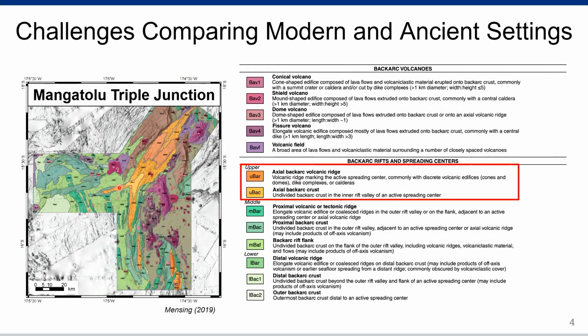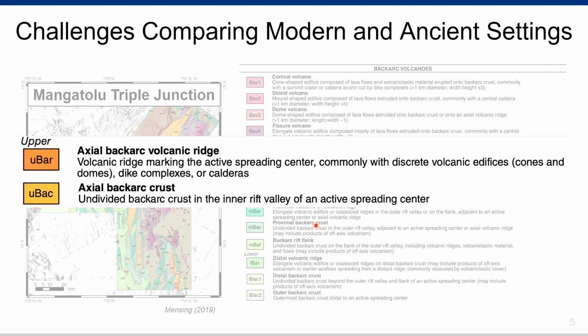It's highlighted beautifully here by the orange, which shows this nice Y shape marking out the intersection point between the three arms of rifting. You don't need to worry about all this text here, but I wanted to highlight this orange unit because it's important to look at what is being mapped. First of all, the title of this unit is Axial Back Arc Volcanic Ridge. It's also noted here that it's part of the upper unit of the back arc assemblages. The actual description is: volcanic ridge marking the active spreading center, commonly with discrete volcanic edifices, specifically things like cones and domes, dike complexes, or calderas.